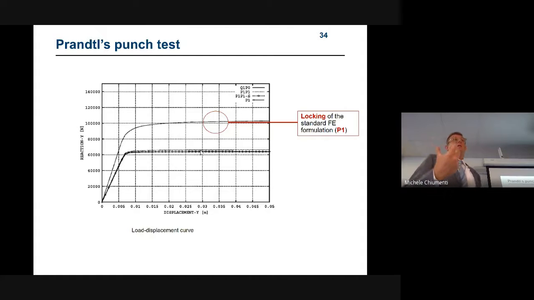Another disadvantage of using standard finite elements is that the locking not only shows up in the mesh direction of the solution, the mesh dependency, but also in the peak value of the loads. So the failure of the structure should be here, and the standard element tells you that the failure is here. Completely wrong, with an error of almost 50%.